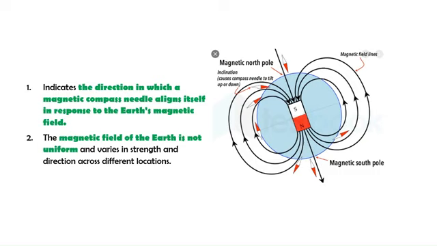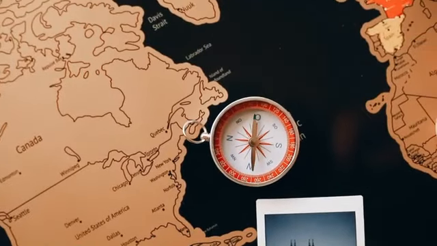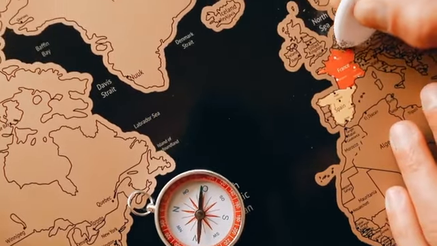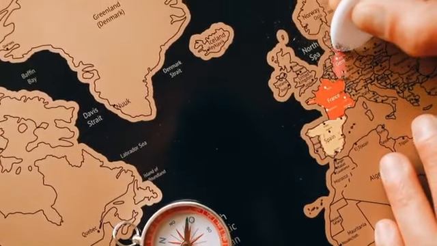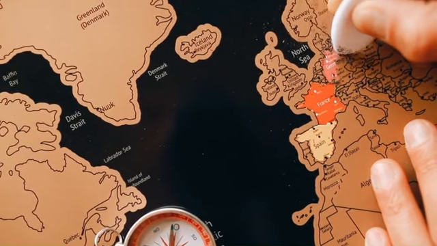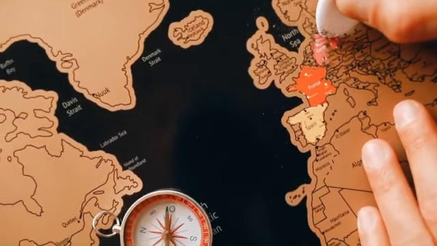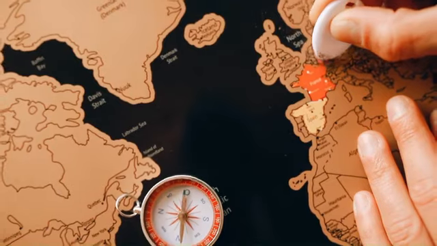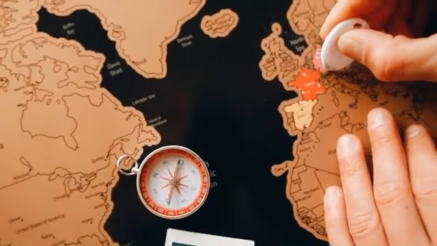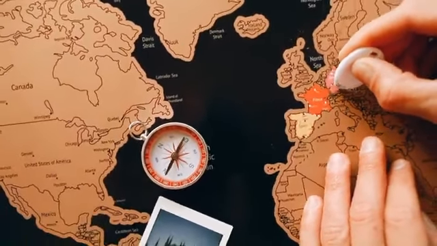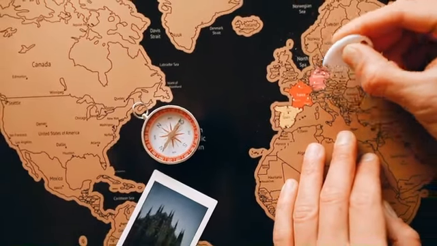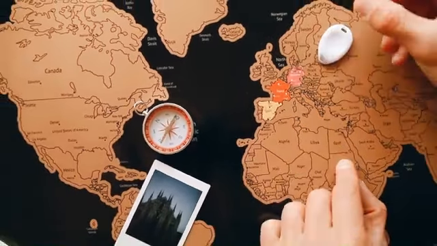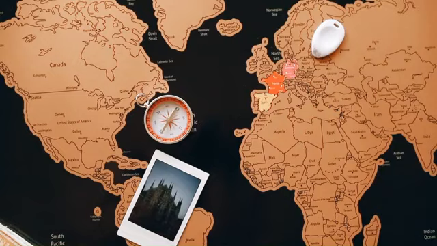The magnetic meridian is important in navigation and compass use because it provides a reference for determining directions relative to magnetic north. By aligning a compass needle with the magnetic meridian, one can establish the north-south axis and navigate using magnetic bearings. It is important to note that the magnetic meridian is not the same as the true meridian, which represents the line of longitude passing through a specific location.